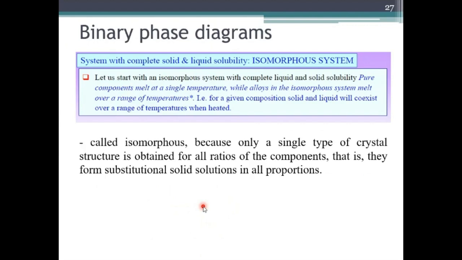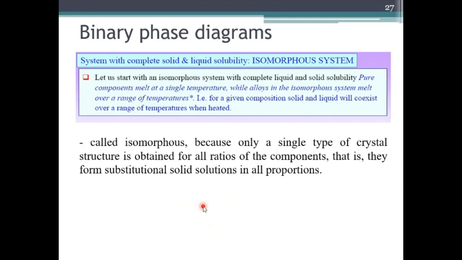But it depends upon the composition also. That is, which metal is in the higher percentage or which metal is in the lower percentage. That composition is very important. That composition plays a very important role here.